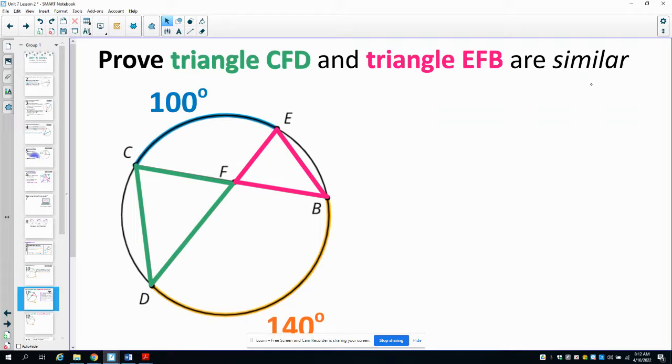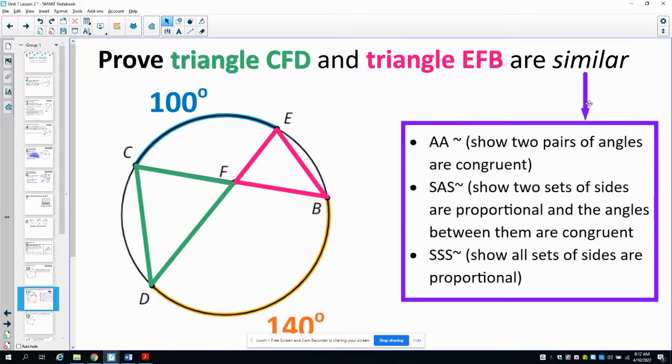And if you've forgotten how to prove that triangles are similar, here were the 3 ways that we learned to prove triangles are similar. Through angle-angle similarity by showing 2 pairs of angles are the same. Side-angle-side by showing 2 pairs of side lengths are proportional, and the angle between them is equal. Or to show all 3 sets of sides are proportional. So go ahead and try this, see if you can come up with how you would prove any of that. And then come back to the video and we'll talk about it.